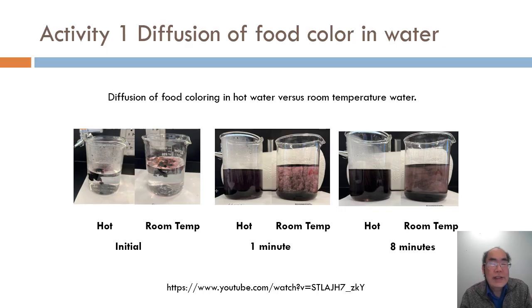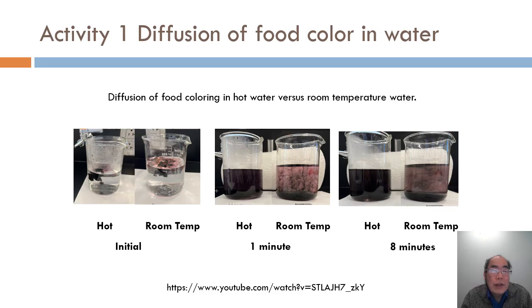So here is a picture of diffusion of food coloring in beakers. This is actual results from my past students. And if this was an in-person lab, we use hot water and room temperature water, but for the online class, you use chilled water and room temperature water. Anyway, in this picture on the left, the beaker contains hot water and the right beaker contains room temperature water, and a couple drops of food coloring were added to both beakers.